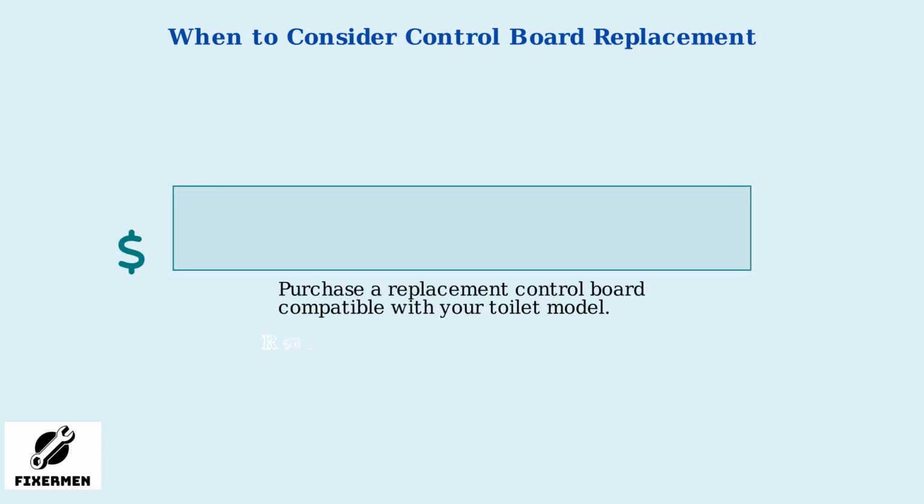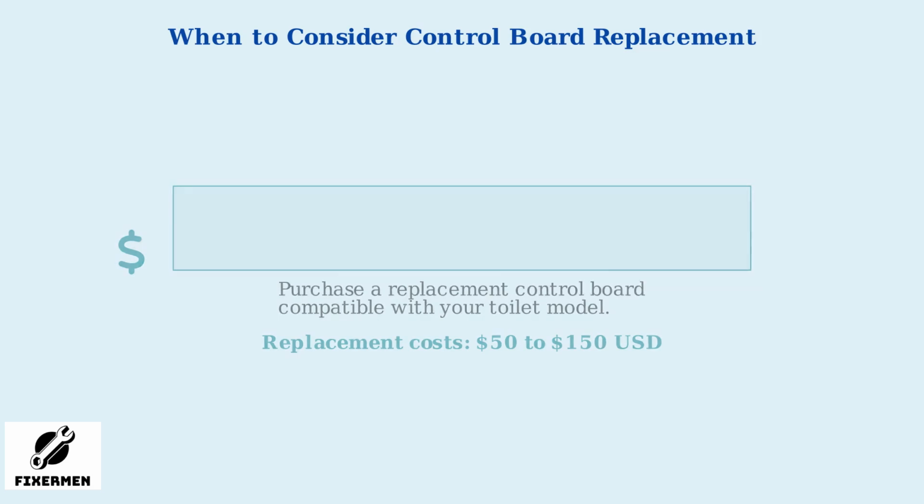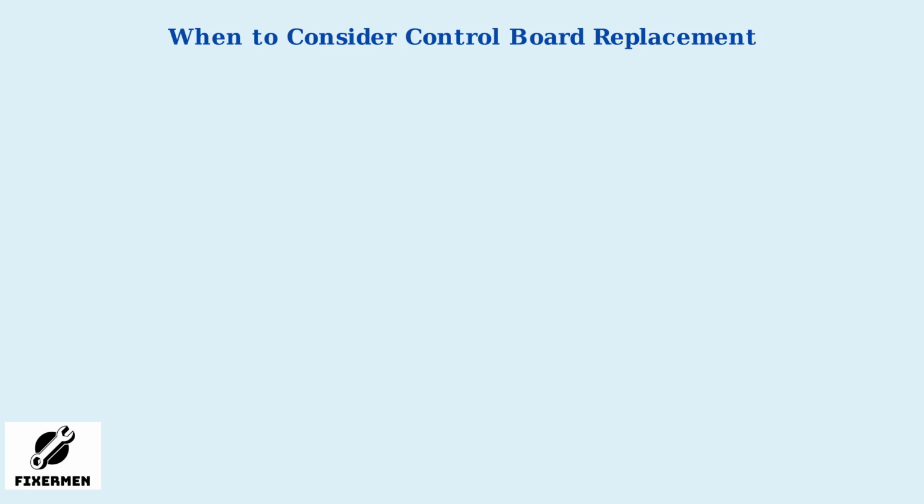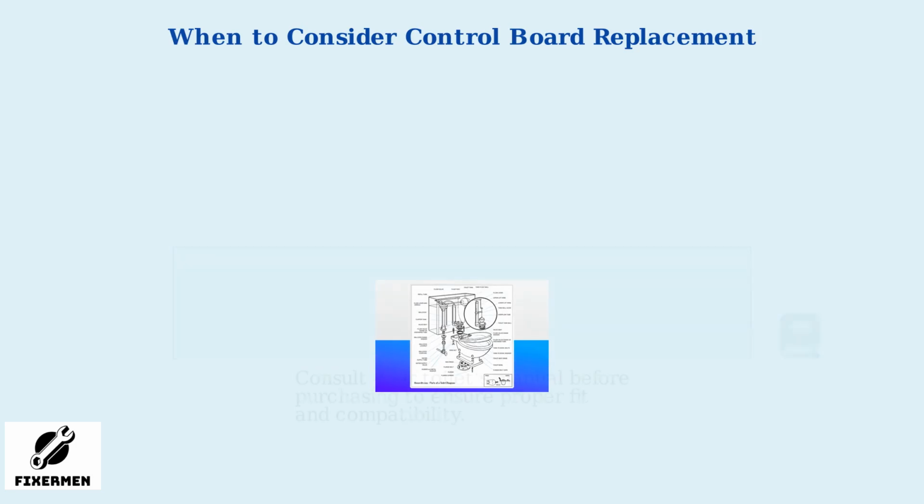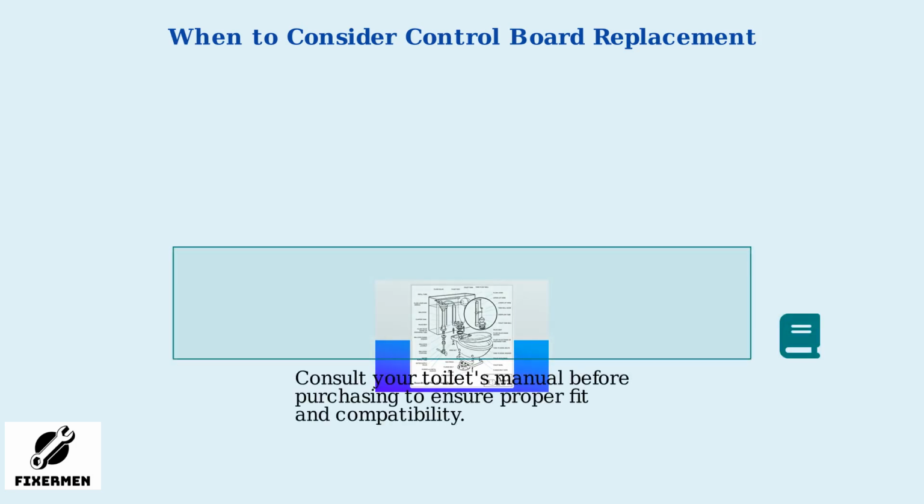To replace the control board, purchase a compatible replacement part. These are available from plumbing suppliers or online retailers, with costs typically ranging from $50 to $150. Before purchasing, consult your toilet's manual to verify model compatibility and ensure the board will fit properly in your specific toilet system.